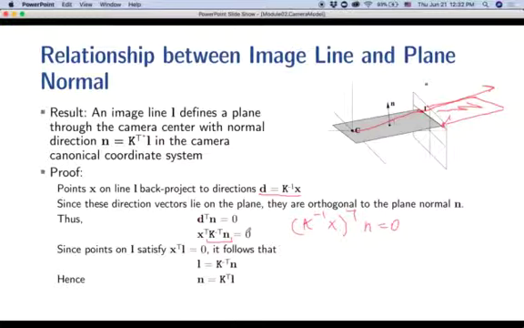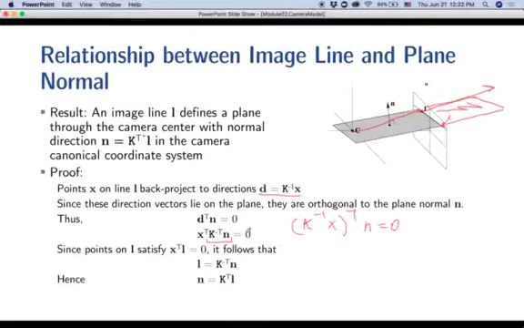Okay, the question is, most of these equations are in the canonical view. Well, not all of them. I've derived some of them for non-canonical view, but in the canonical view the mathematics gets extremely simplified. So sometimes it is useful to assume that your camera is in the canonical view and then measure entities in the world according to that view.